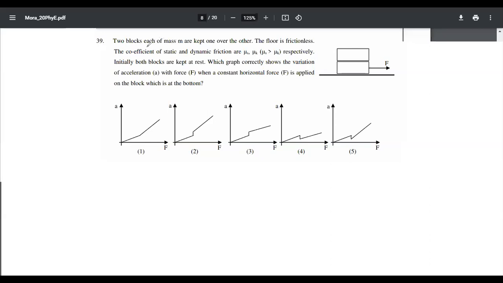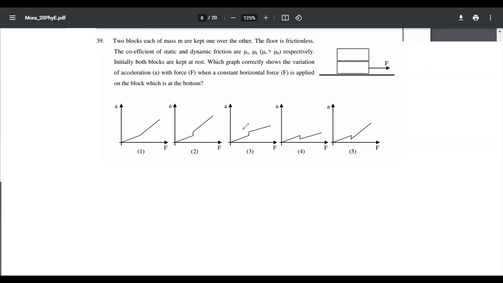39th question. Two blocks of each mass m are kept one over the other. The floor is frictionless. The coefficient of static and dynamic frictions are mu s, mu k, respectively. Initially, both blocks are kept at rest. Which graph correctly shows the variation of acceleration with force when a constant horizontal force is applied on the block which is at the bottom? Look at the graphs. All the graphs are straight lines, and some other things are happening there.